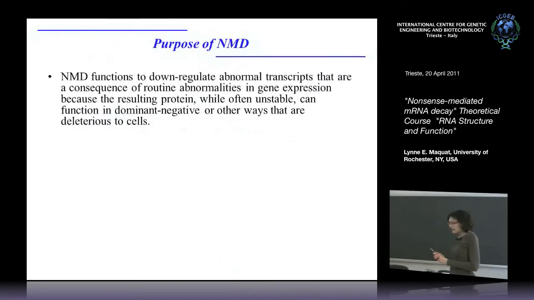All right. Even though we uncovered NMD by studying human diseases, NMD functions largely to downregulate abnormal transcripts that are a consequence of mistakes that the cell makes all the time. And this is because truncated proteins that are produced from PTC-containing mRNAs can function in dominant negative or other ways that are toxic to the cell.